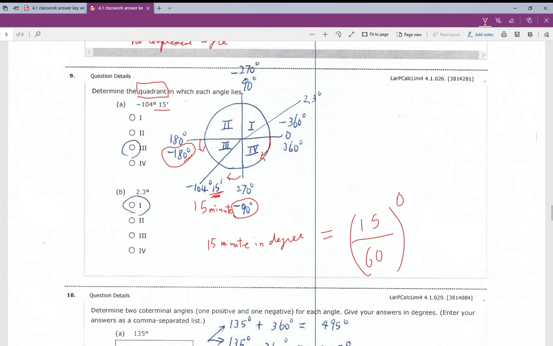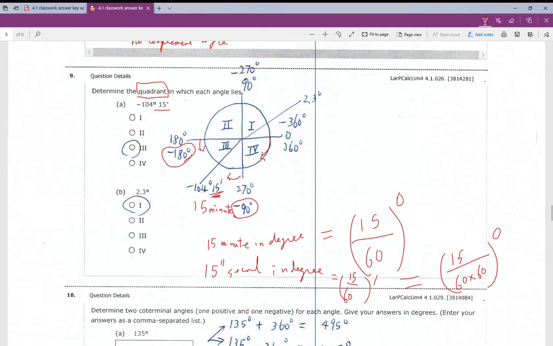Pretty soon you are going to see, if you double this mark, then we call it second. In degrees, it means 15 over 60 times 60. Let me do it slowly. We are going to have more practice when we see more questions like this. But anyway, when you see minutes, 15 minutes means not even 1 degree yet.